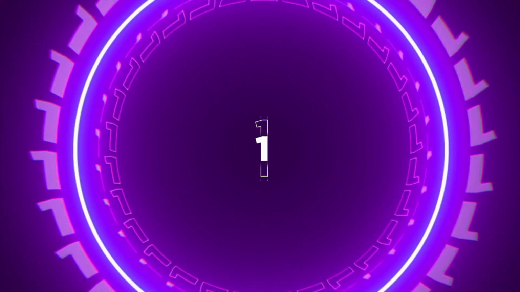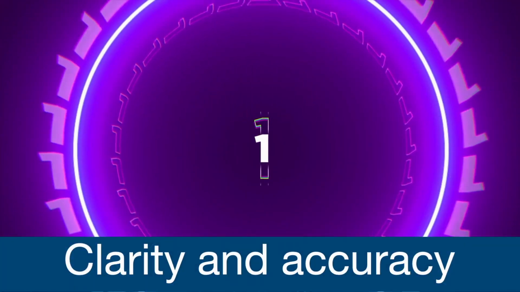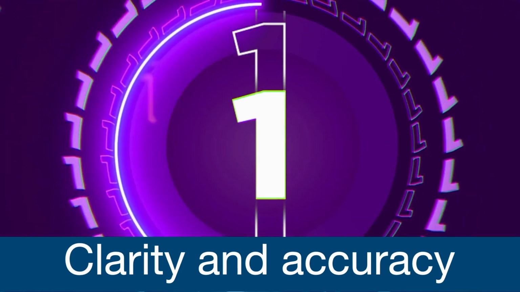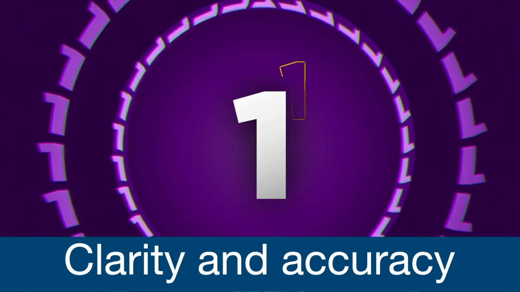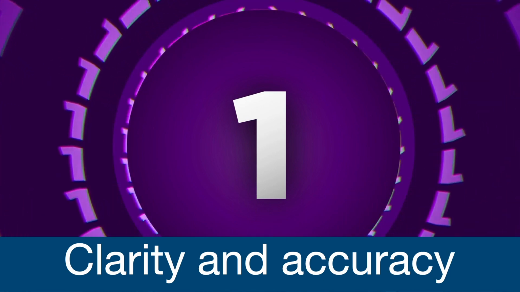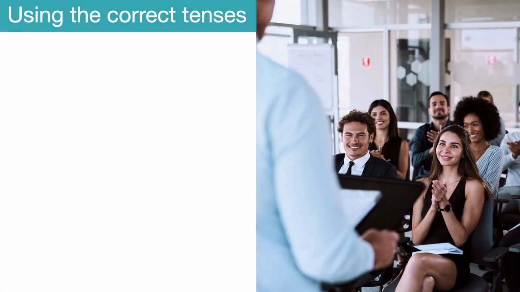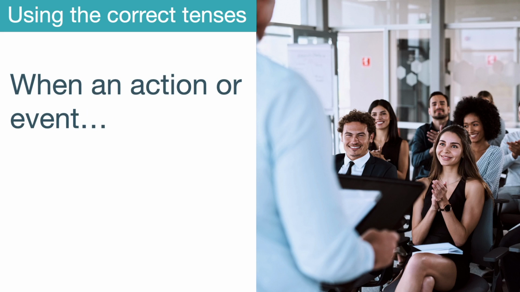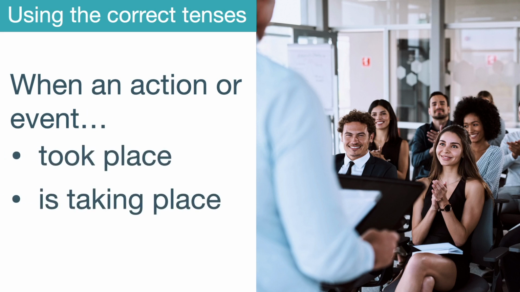Number 1. Clarity and accuracy. Tenses play a crucial role in ensuring the accuracy and clarity of information. By using the correct tenses, you provide a clear indication of when an action or event took place, is taking place, or will take place.